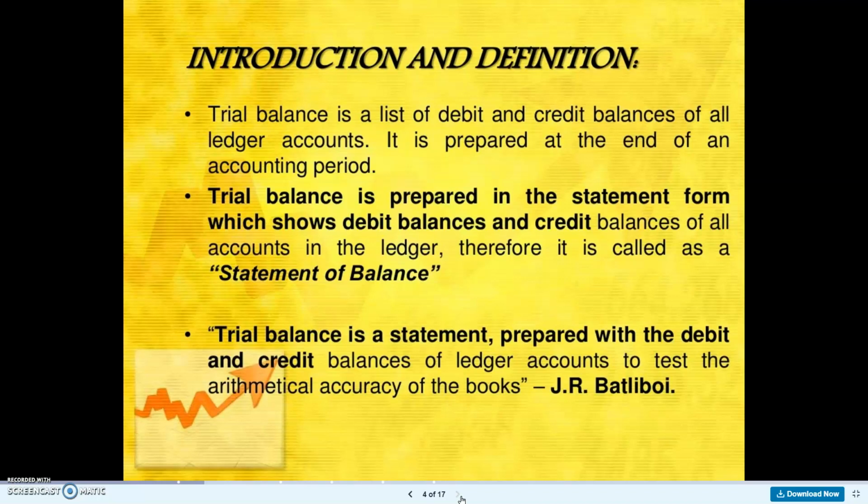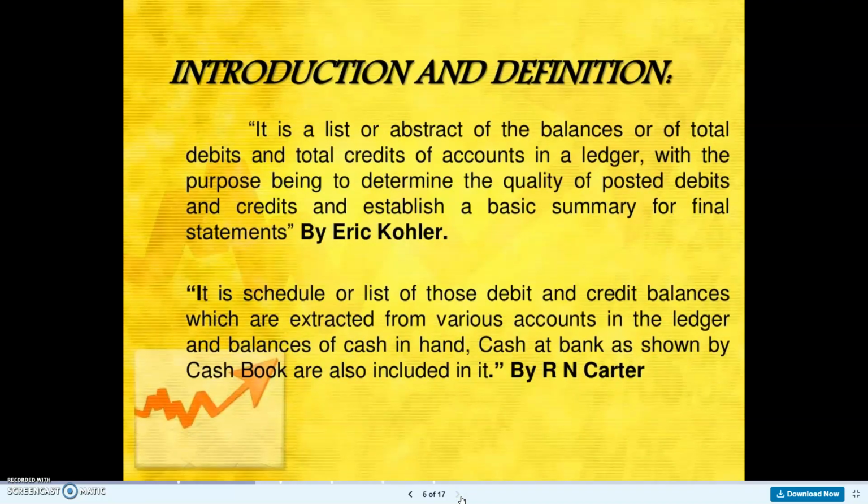It is prepared with the help of the balances of debits and credits of all the ledger accounts, and it is also prepared to test the arithmetical accuracy of the books of accounts. It is a list or abstract of the balances or of total debits and total credits of accounts in a ledger, with the purpose being to determine the equality of posted debits and credits and establish a basic summary for the final statement. This is another definition.